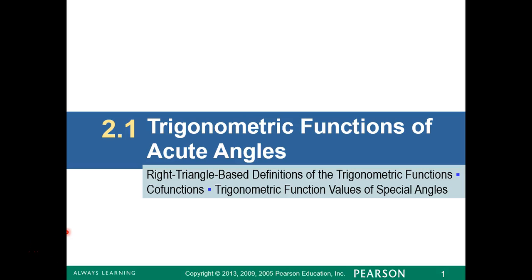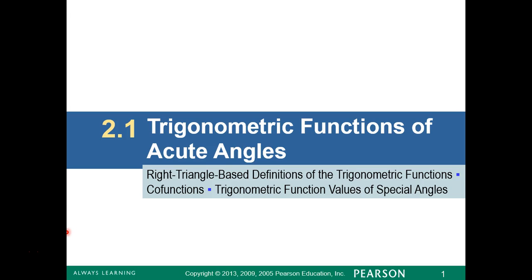Hey trigonometry class, this is our lesson on section 2.1. We're going to be looking at trigonometric functions of acute angles. So all of our angles are going to be in that first quadrant of what we've been looking at in the previous chapters. Okay, so the first thing we're going to be looking at is a right triangle based definition.